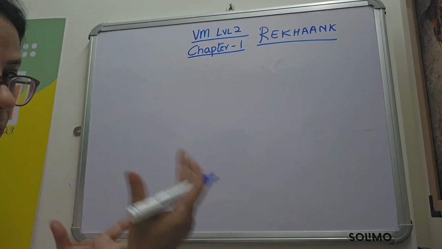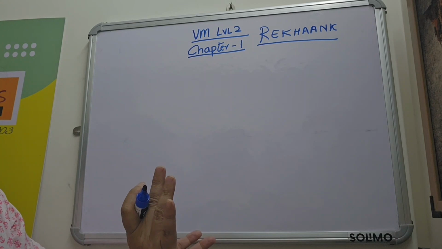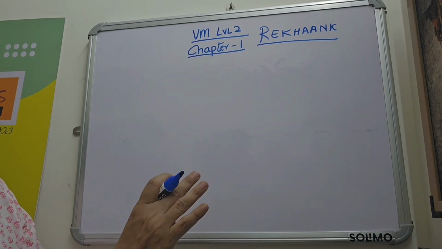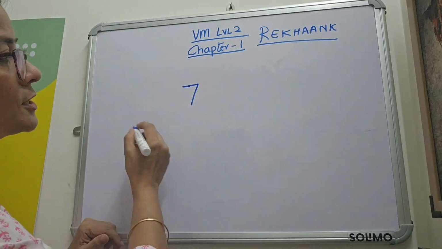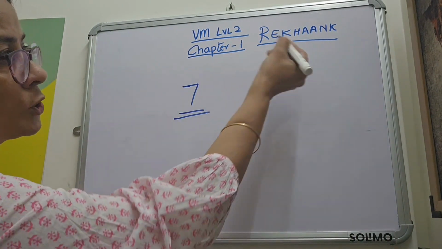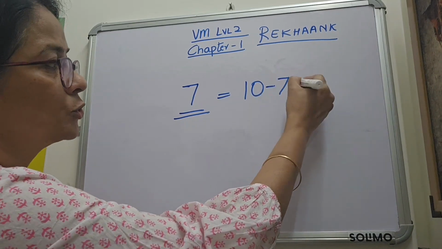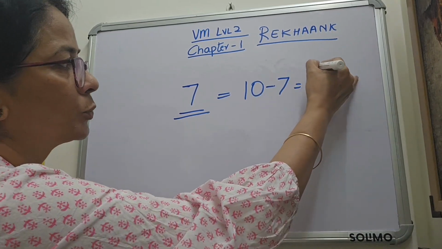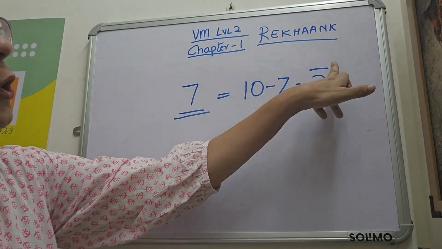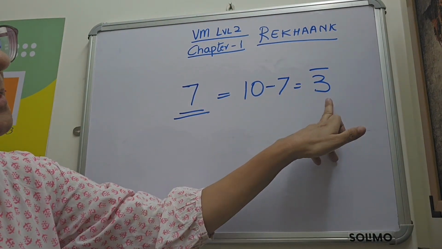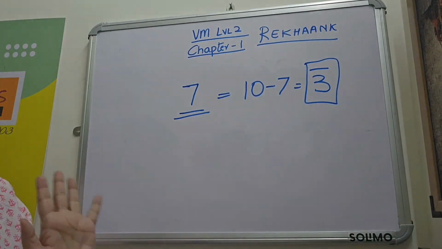So what we do is, any number which is greater than 5, we try to reduce it to a Rekhank number. That just means it's a complement of the number from 10. If I give you a number 7, you just convert it to a Rekhank number by minusing it from 10. So you will get 3, and what you do is put a Rekha on top of it. This is the Rekha, this is the Ank. So this number is called the Rekhank. That is all that it means.